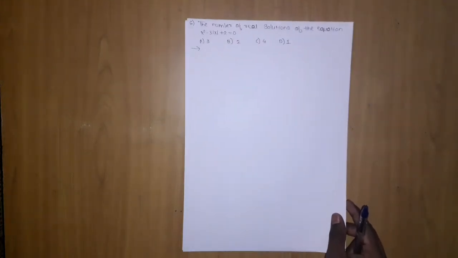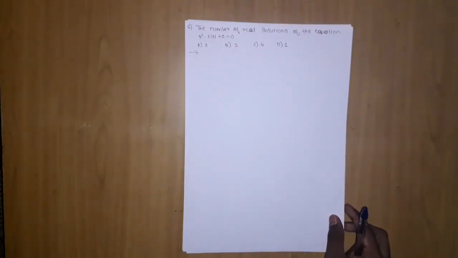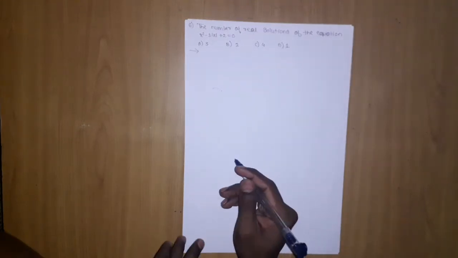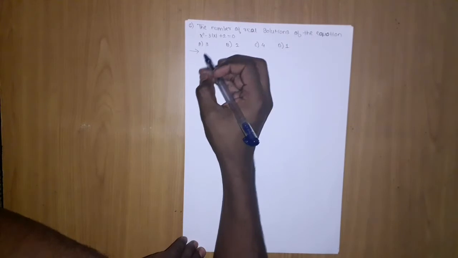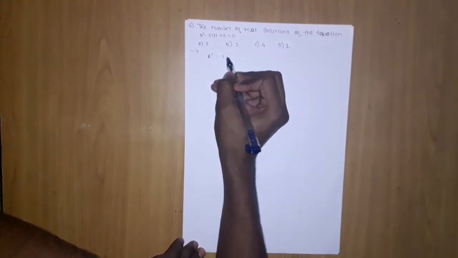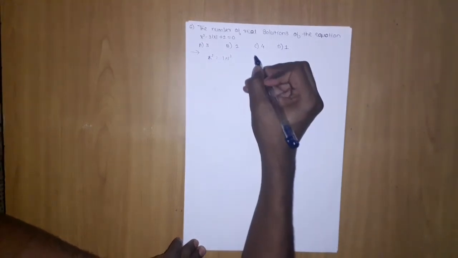Now let me bring the 6th question. The 6th question is as follows: the number of real solutions of the equation x square minus 3 mod x plus 2. Now you can write mod x as mod x the whole square. The other way is to take cases.